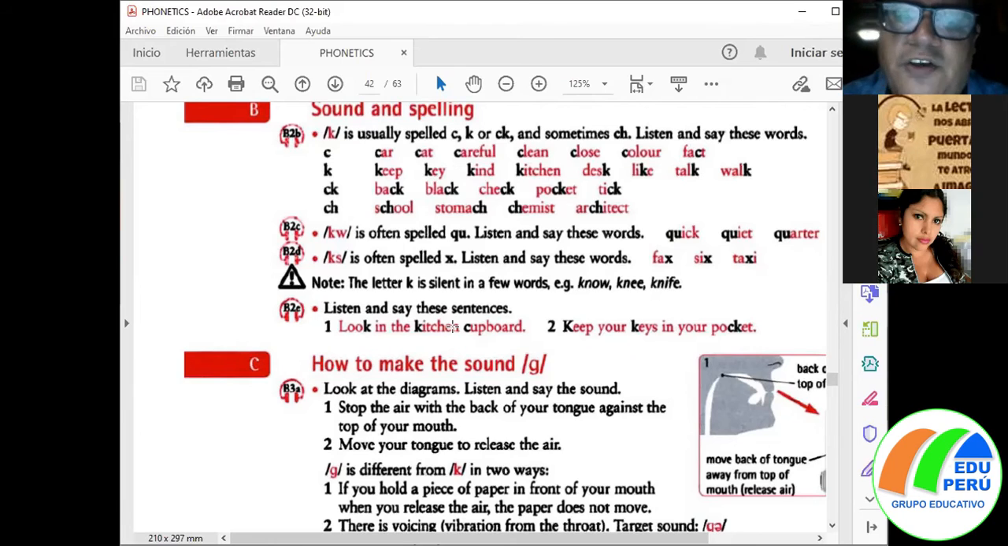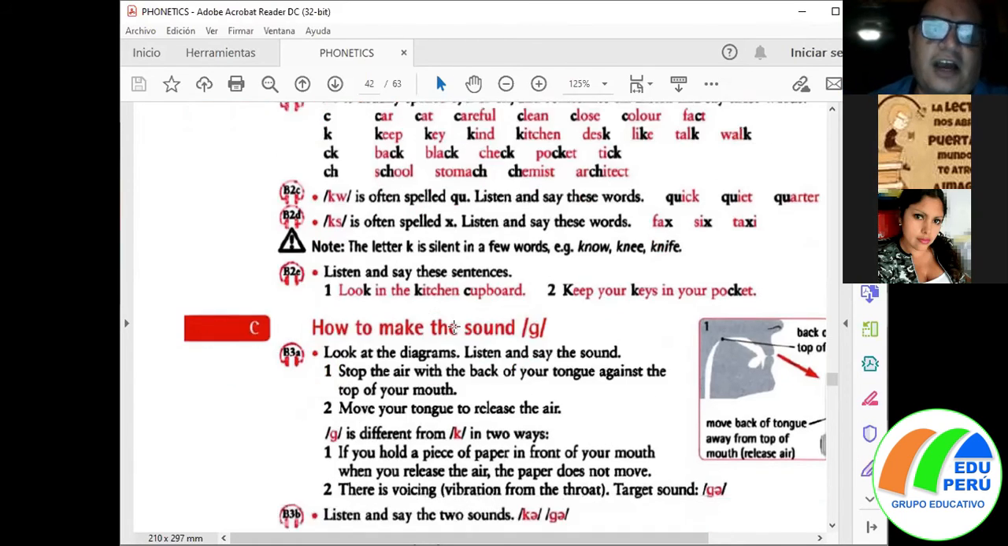The second point. Ka, s is often spelled with the letter X. Now, this is what I told you before. Fax, six, taxi. So we have two sounds, one letter. The letter K is silent in a few words. Knife. So you don't pronounce the letter K. Let's pass to the sentences. 1. Look in the kitchen cupboard. 2. Keep your keys in your pocket. And notice here that you have the sound K.